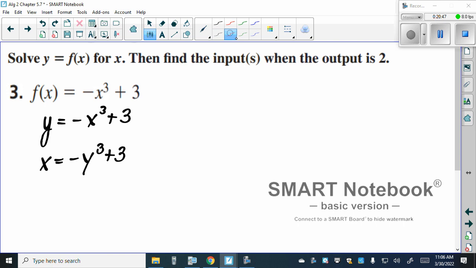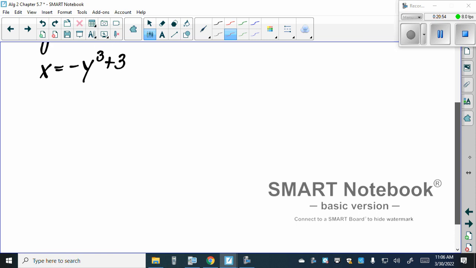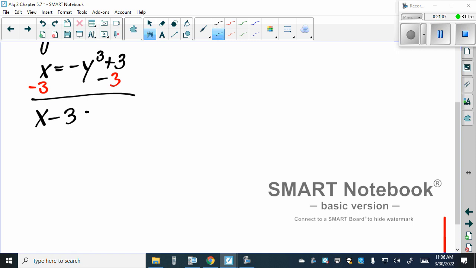Now what do we need to do next? We need to get y by itself. So what can we do first in getting y by itself? I can subtract 3, if it'll let me. Minus 3. Minus 3. And when we subtract 3 from both sides, we get that x minus 3 is equal to negative y cubed.